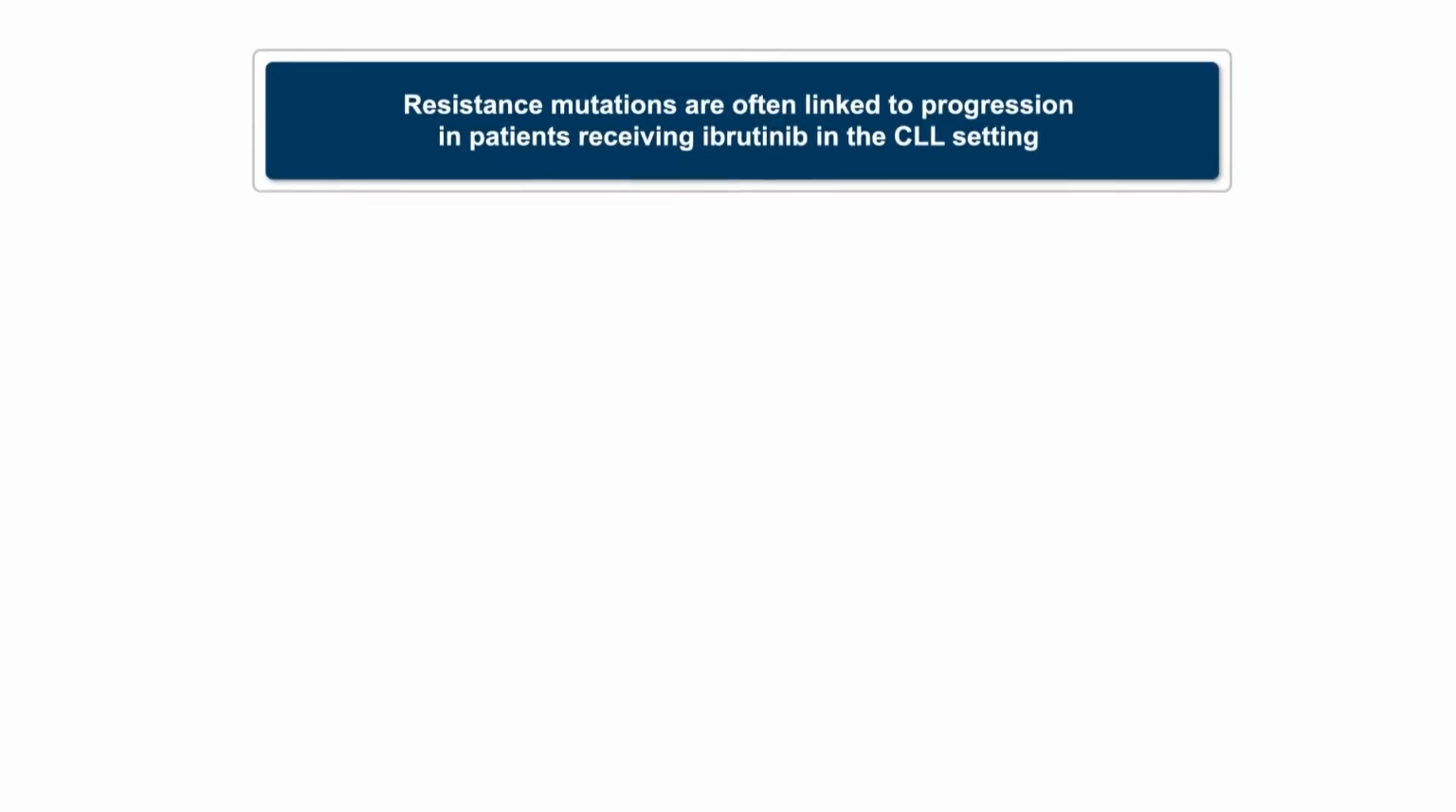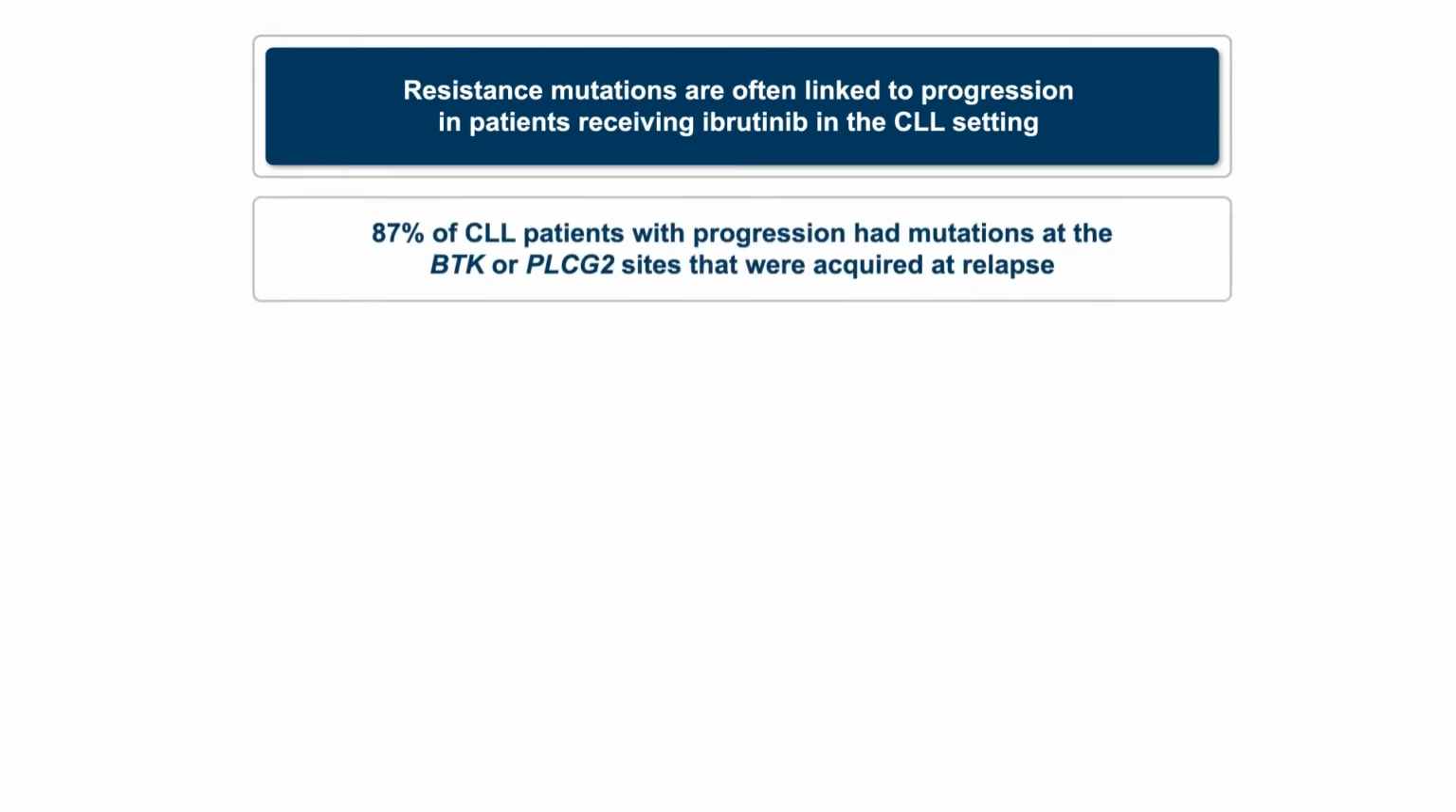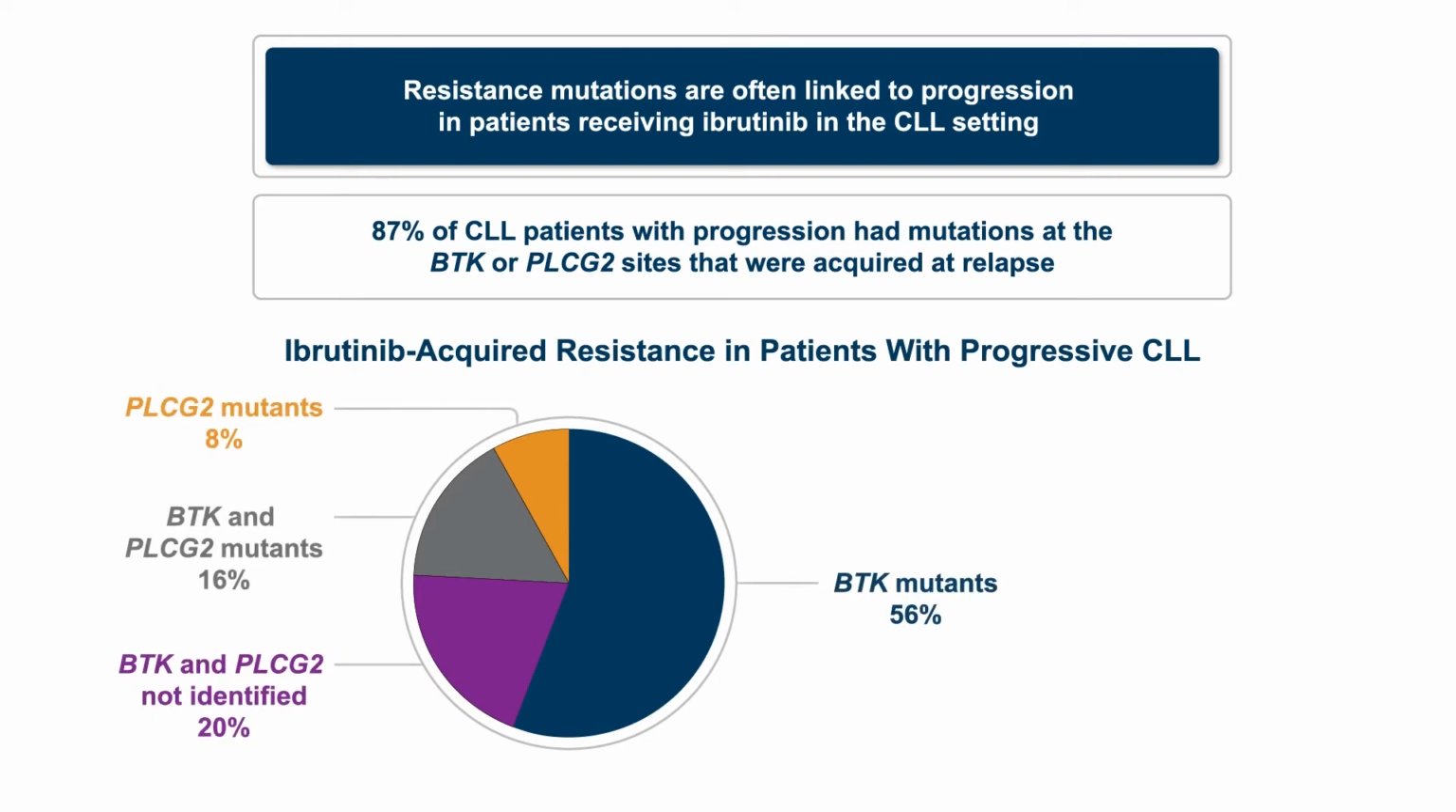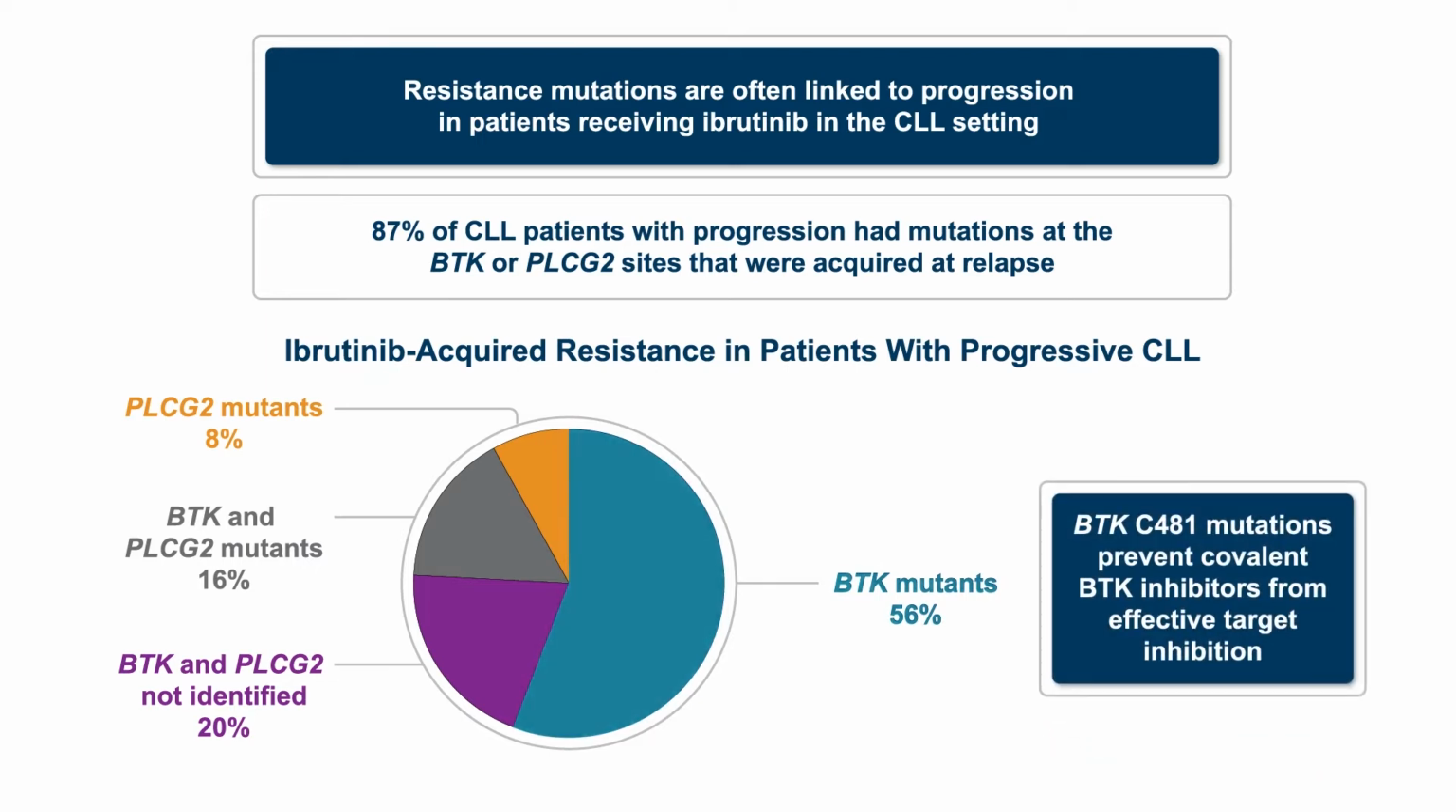And so what are these resistance mutations? For 87% of patients with CLL, the mutations were at the BTK binding site or downstream at the PLCG2 area where acquired mutations occur, leading to resistance to drugs like ibrutinib. The BTK C481 mutations are the most common reason for progressive CLL after covalent BTK inhibitors. And these mutations prevent covalent BTK inhibitors from effectively binding and getting the target inhibition.